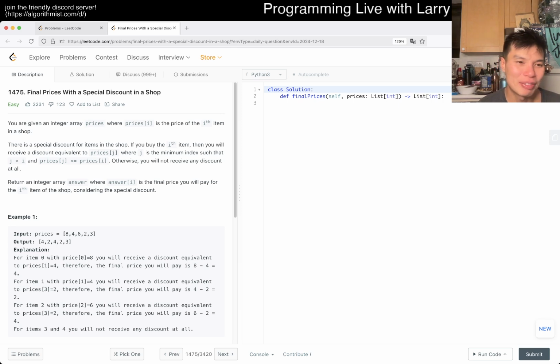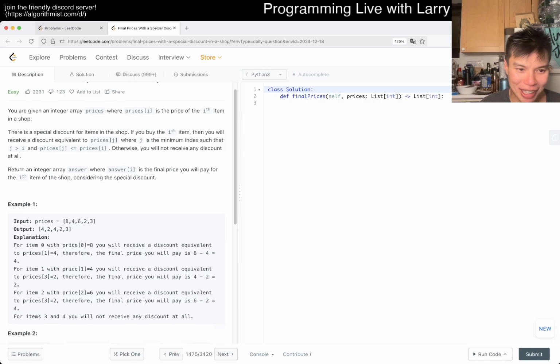Today we're at 1475, Final Prices With a Special Discount in a Shop. Okay, so we have prices, where prices[i] is the price. You have a special discount. If you buy the i-th item, then you will receive a discount equivalent to prices[j], where j is the minimum index such that j is greater than i, and prices[j] is what? Okay, I mean, there's something, but I have to read it again. If you buy the i-th item, you receive a discount equivalent to prices[j], where j is the minimum index such that j is greater than i, and what does that mean?